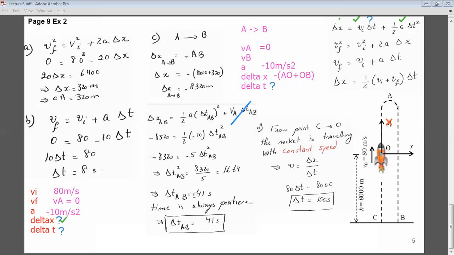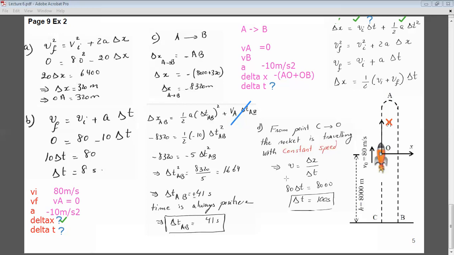So from point C to O, what I know from the question is that it was traveling with a constant speed. So I just remember the equation for constant speed, V equals delta X over delta T. So V delta T equals delta X, okay? V, I know it's 80 because it was 80 until it reached O and ran out of fuel, and then it started decreasing from there. So here I do cross multiplication, 80 delta T equals 8,000, delta T equals 100 seconds.